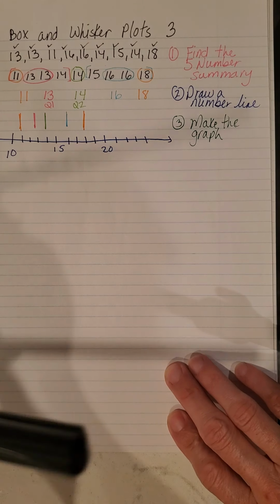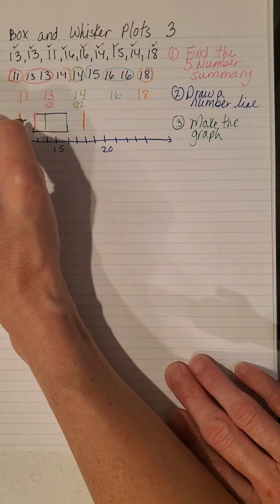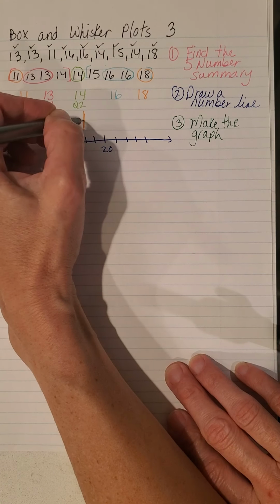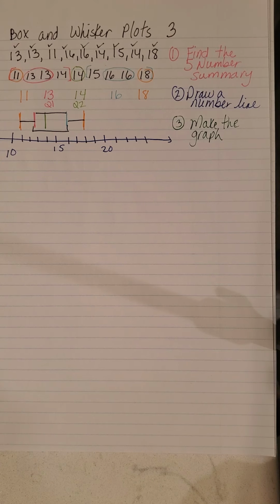The last thing I have to do is connect these 3 lines in a box and draw my whiskers. And I'm finished. That's all there is to it. There's no other trick. There's nothing funny about it. It just simply goes like that.